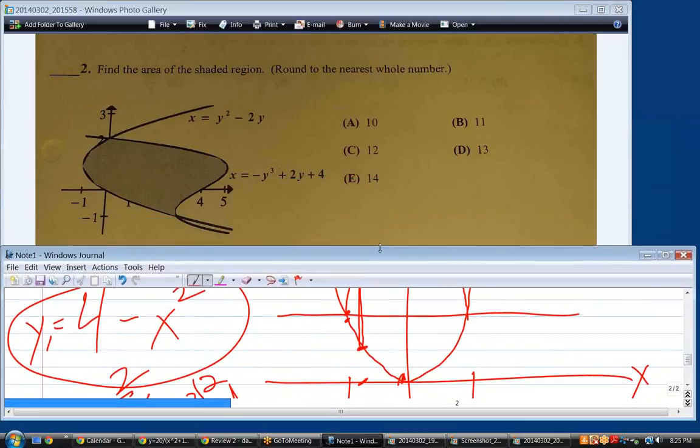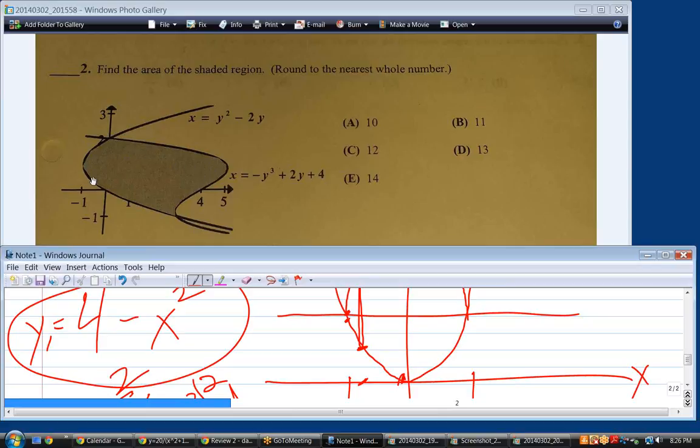These regions are not easily integrated along the x-axis. Notice why. How would you define the radius of that disk? If I set up a disk perpendicular to the x-axis, not a disk, we're doing area. So if I set up a rectangle, how do I figure out the height of that rectangle right there? You can't really.